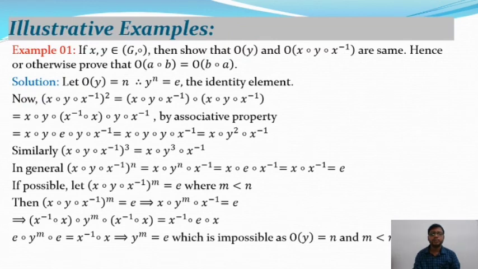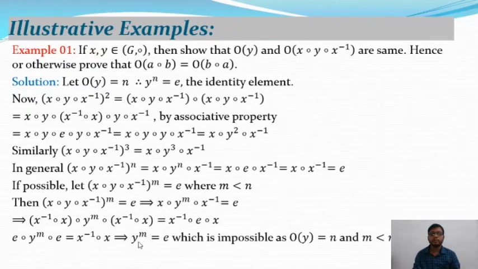So which is impossible, as the order of y is equal to n. But in that case the order of y is m, and m is less than n. It is not possible, and I have already considered that the order of the group is n. So n is the least positive integer such that y to the power n is equal to e.